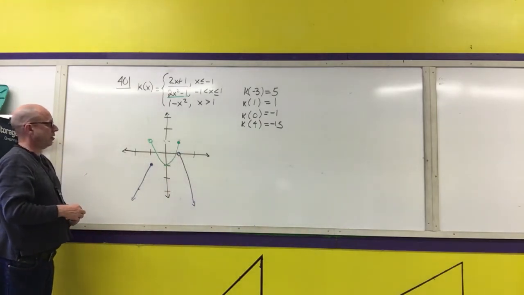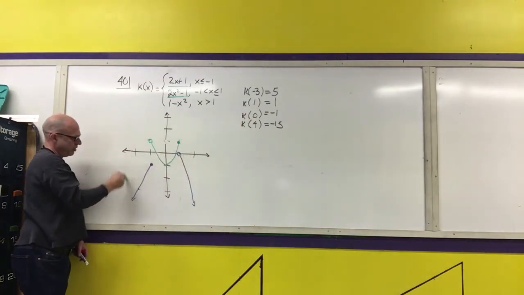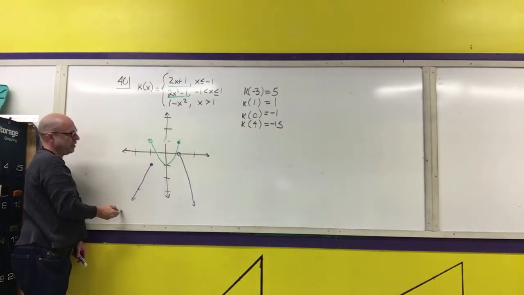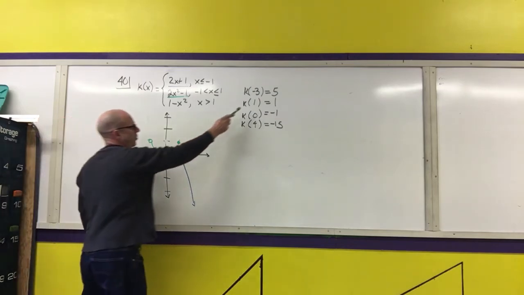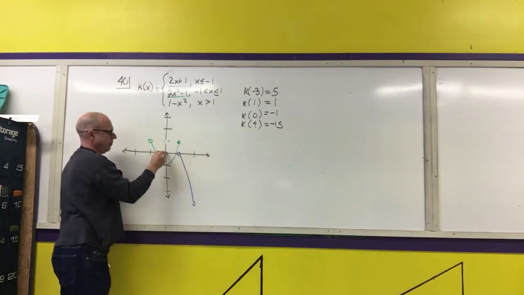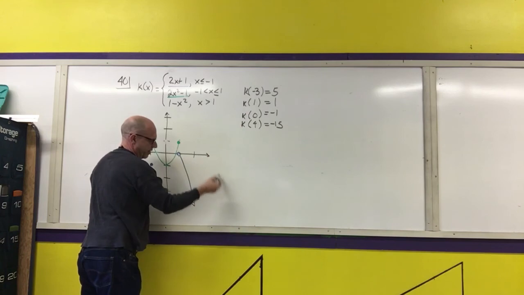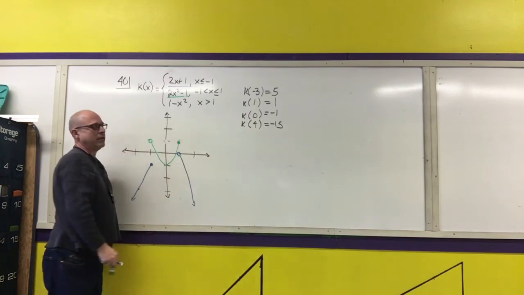So now let's check our stuff out here. If I put a negative 3 into the function and I had this graph continuing, yes, I'd get negative 5. If I put a 1 into the graph, yes, I get 1. If I put a 0 into the graph, yes, I got negative 1. And if I put a 4 into the graph, I'd be down here at negative 15 on this parabola.